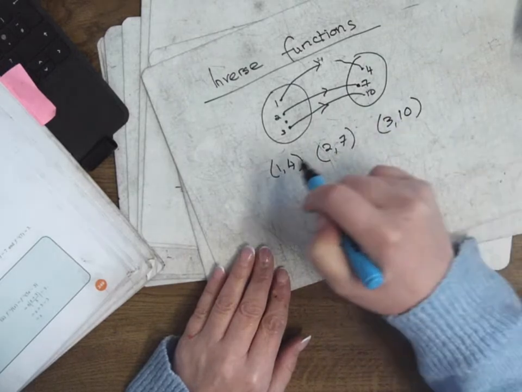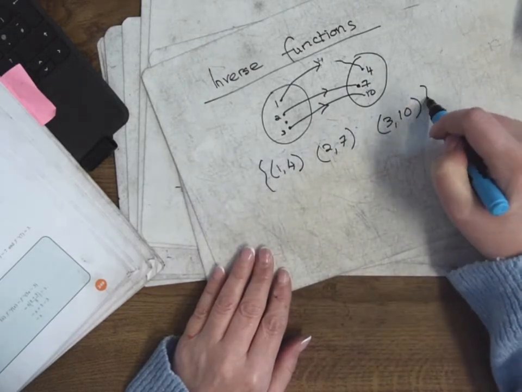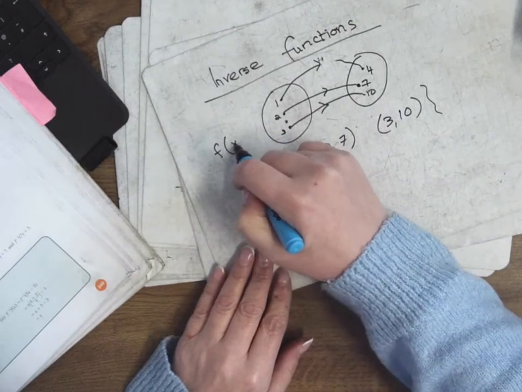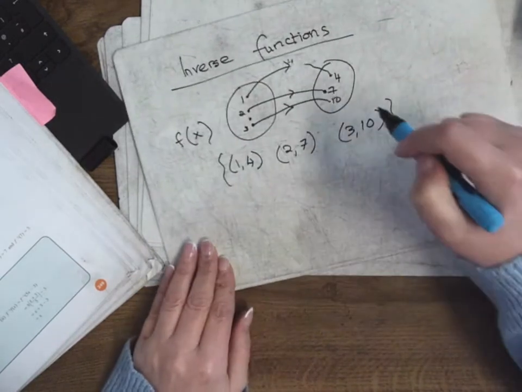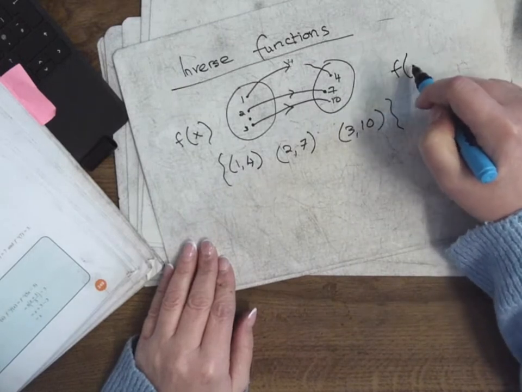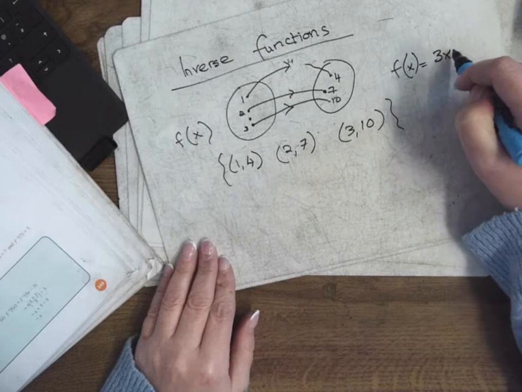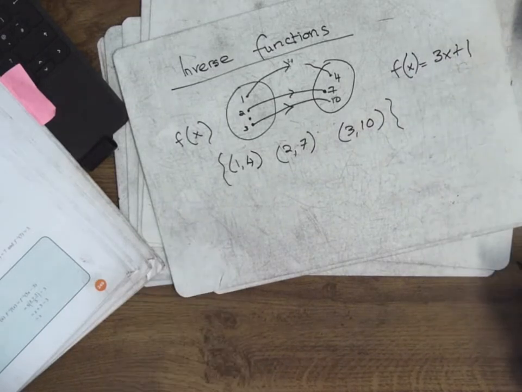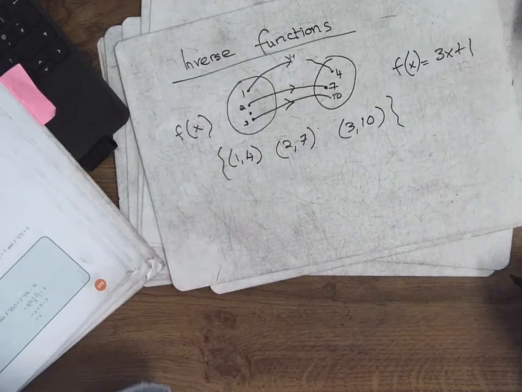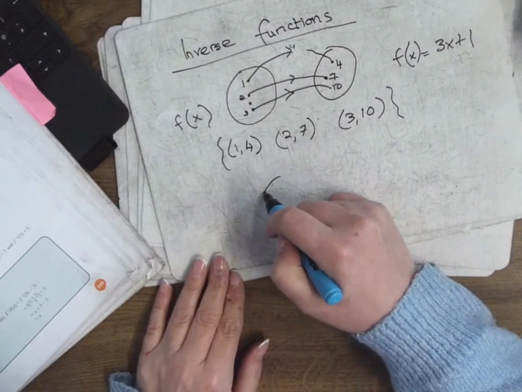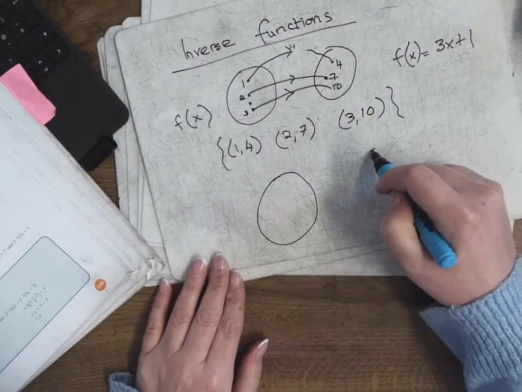Okay, and I'm going to call that function f. So this is f of x, the function f. And I'm going to tell you what the equation for it is as well. So the rule was 3x plus 1. Okay, we're all okay with that? Yeah? Okay, right.